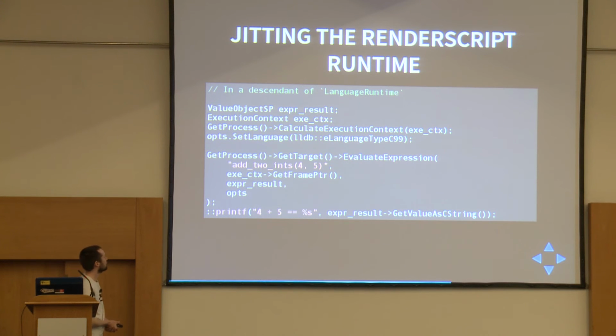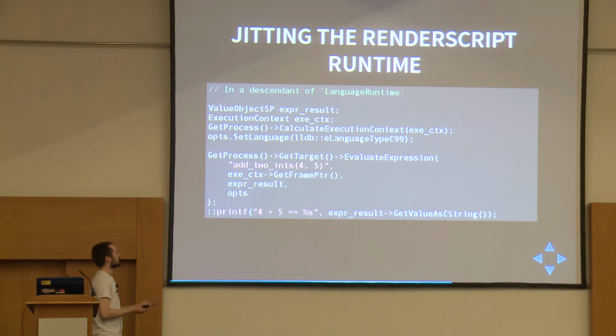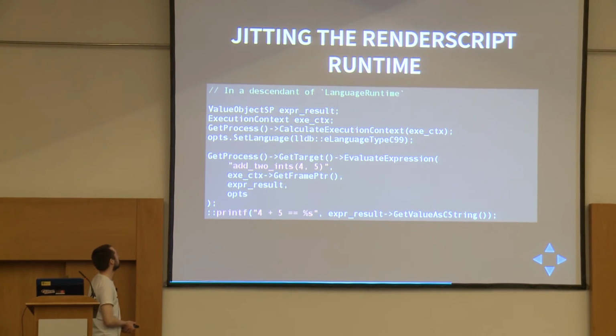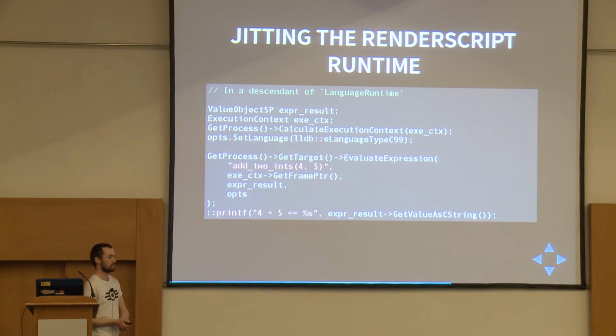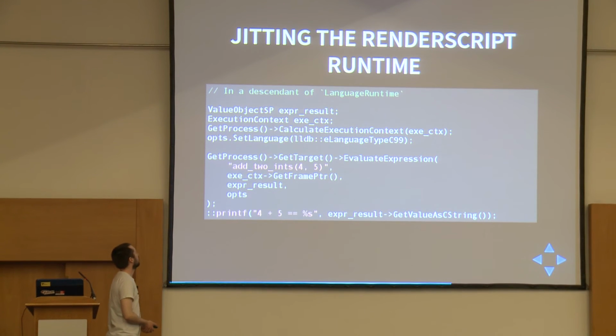but what we're really interested in when we're building the debugger is the API to do this automatically. So say we have an instance of a language runtime. In this case, we've got our RenderScript plugin, and we want to call a simple function, add 2 ints. Let's just assume that it takes 2 integers as its arguments, and we want to find out whether that actually equals 9 or whether we have some serious bug in our arithmetic.